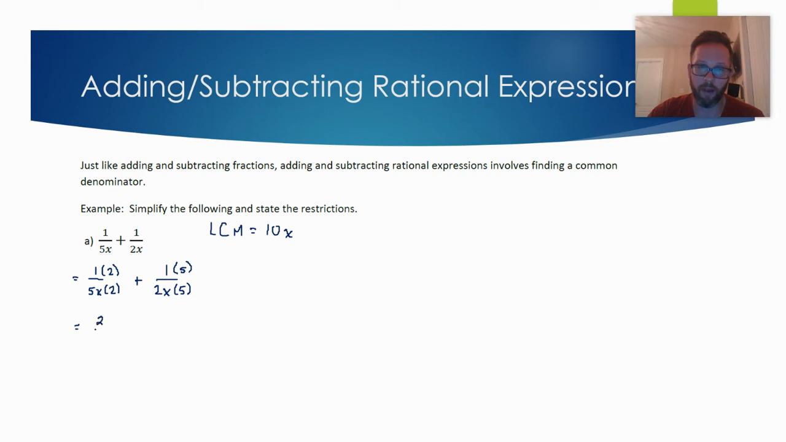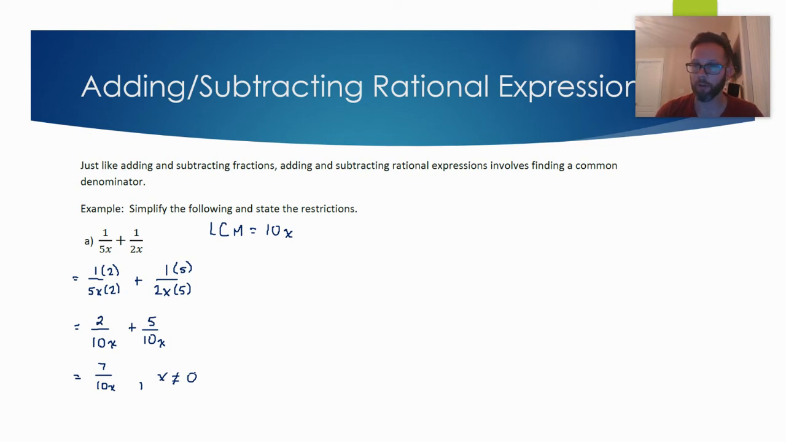So 1 over 5x is equivalent to 2 over 10x. We've been talking a lot about equivalent expressions. Those expressions are equivalent. 1 over 2x is equivalent to 5 over 10x. And now that those denominators are the same, we can add these together, 7 over 10x. And the one restriction here is that x cannot be 0.